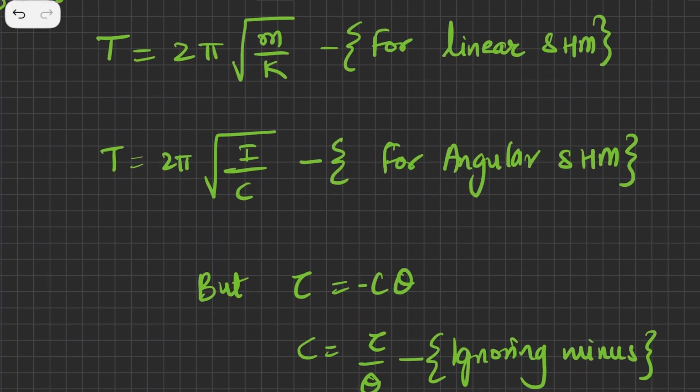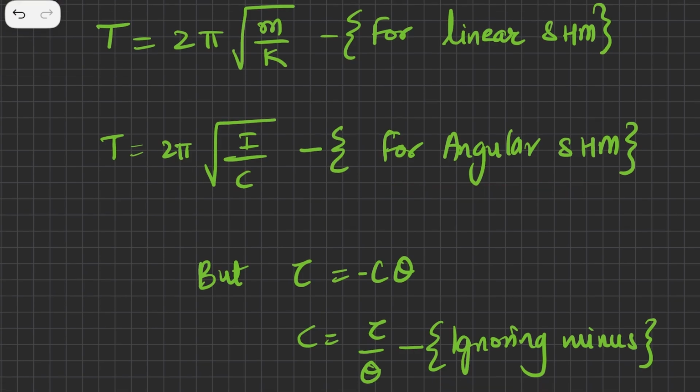However, if you are still struggling, I have proved that equation in the theory class. You can watch the playlist, search for yourself, and you will see how this formula comes out to be. So it is T is equal to 2 pi root of I by C. This is for angular simple harmonic motion.